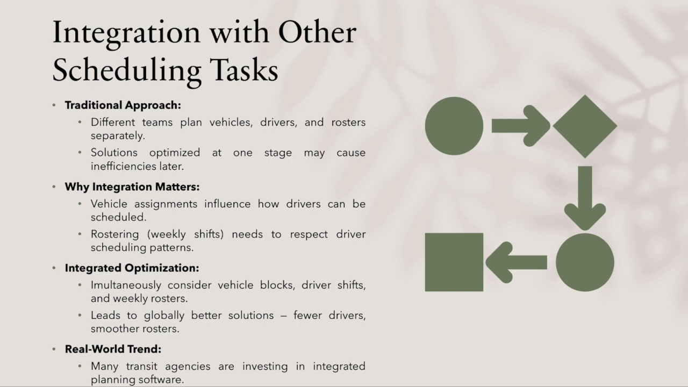And then what's the solution, right? By integrating the optimization, we can achieve these things. When the vehicle blocks, driver shifts, and weekly rosters are considered simultaneously, we achieve a much better solution. This approach minimizes the number of drivers needed, creates smoother rosters, and reduces the overall cost. More and more transit agencies are investing in integrated planning software to achieve this. Modern tools like Trapeze and Optibus are built specifically to integrate these elements and offer smarter, more efficient planning. And it's all about working together, not in silos.